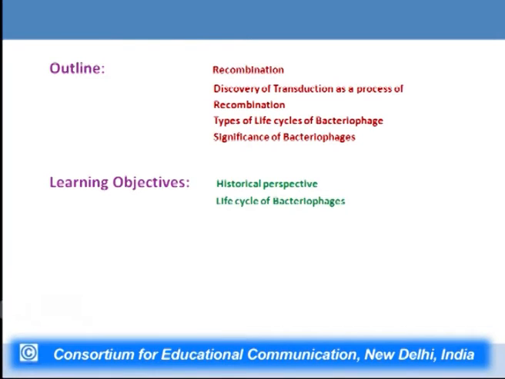So the outline for today's lecture would be, I've already talked about recombination. I'll be giving a summary of what exactly recombination is, and basically I'll be talking about how the process of transduction was discovered. So discovery of transduction as a process of recombination will be the main highlight of this particular lecture, and then I'll be talking about types of life cycle of bacteriophages.